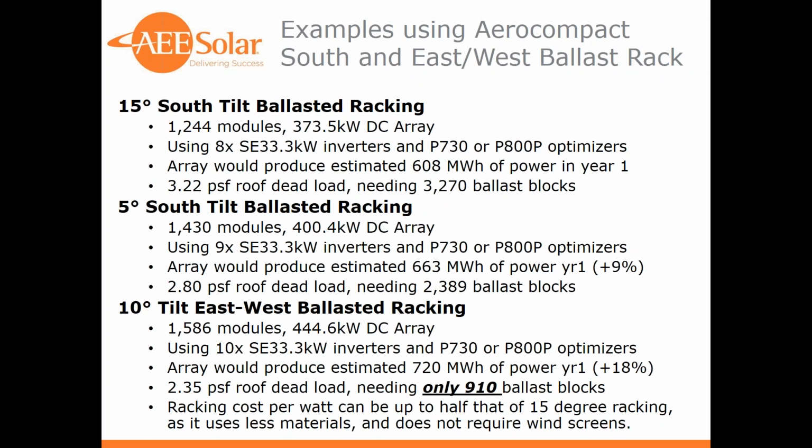So it's less subjected to the wind there, less subjected to the forces. With the east-west ballasting, we brought that down to a 2.35 PSF roof dead load. Lower cost for the racking since there's no wind screens, less ballast blocks needed up there, and that system only needed 910 ballast blocks to secure that array. So more power produced, lower cost, easier, quicker installs.